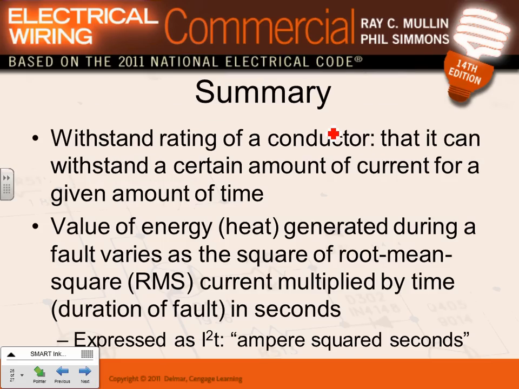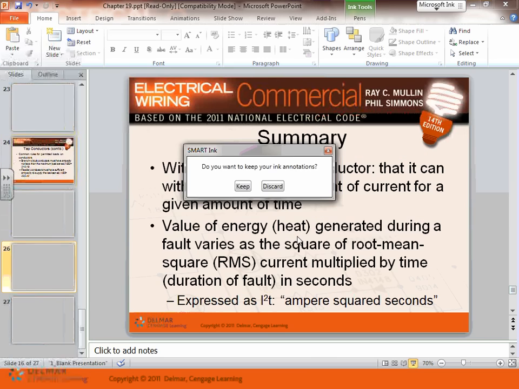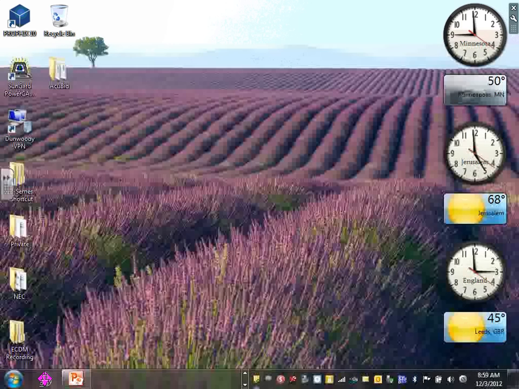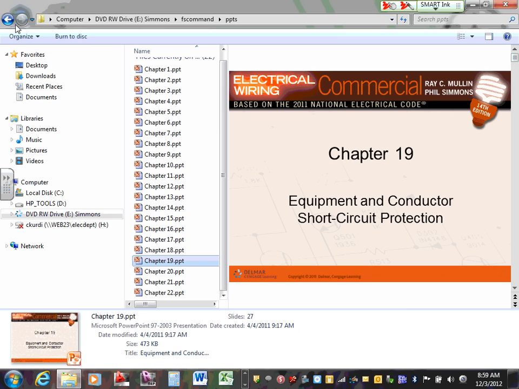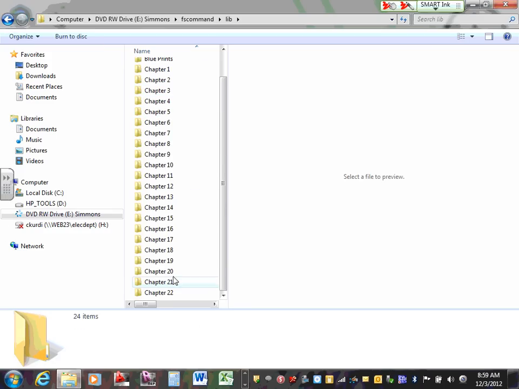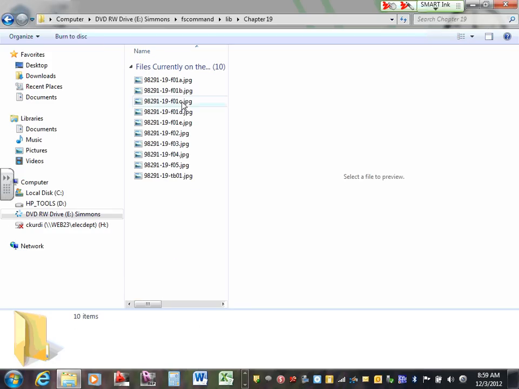Okay, the last thing I want to show you guys, to summarize the whole thing, is that the most important things are the magnetic force and the I squared T. Let me get you into a couple of pictures in the library. Really nice, I think.